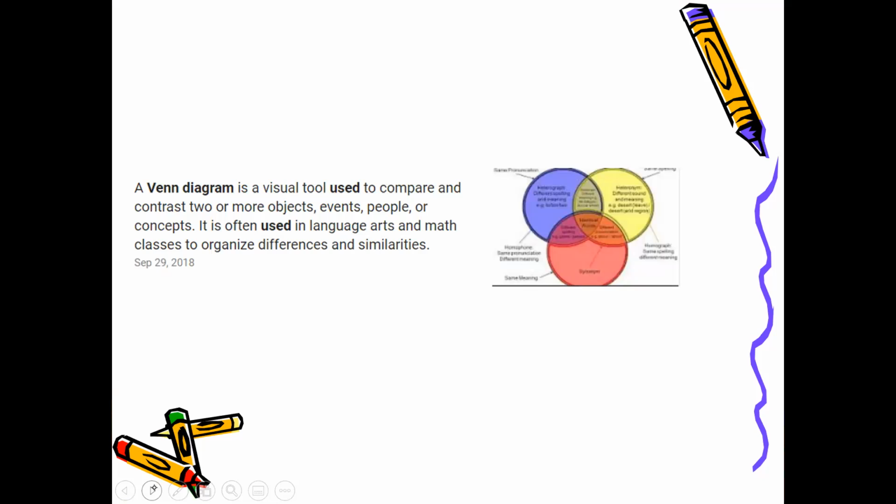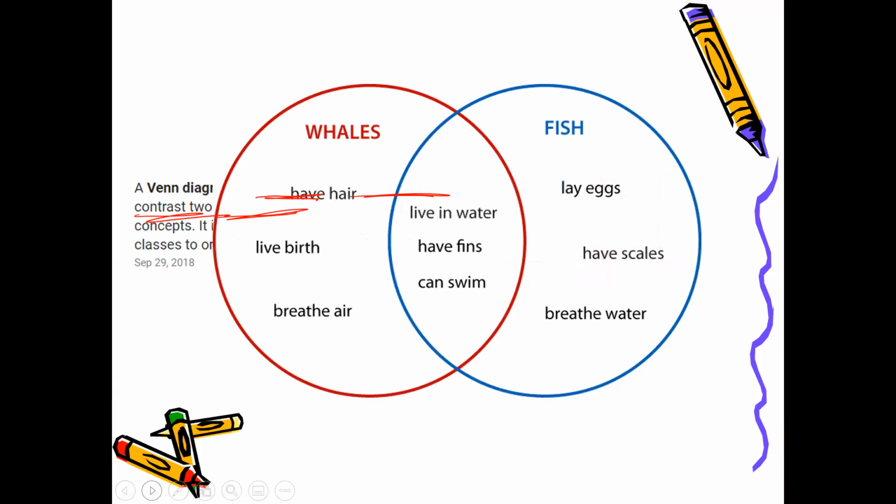Okay, so question number 3. A Venn diagram is a visual tool, and it's used to compare and contrast, similarities and differences of 2 or more objects, events, people, concepts, etc. So here are some examples. Like, for example, this is a Venn diagram comparing whales and fishes.